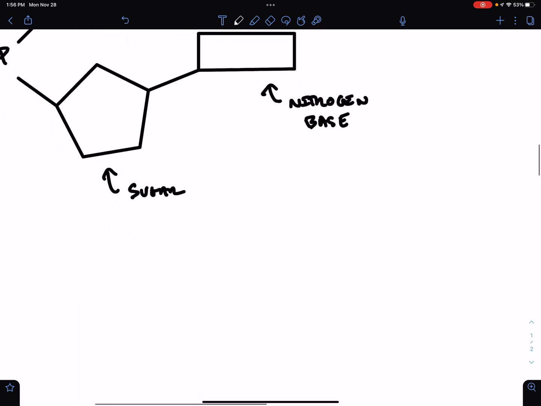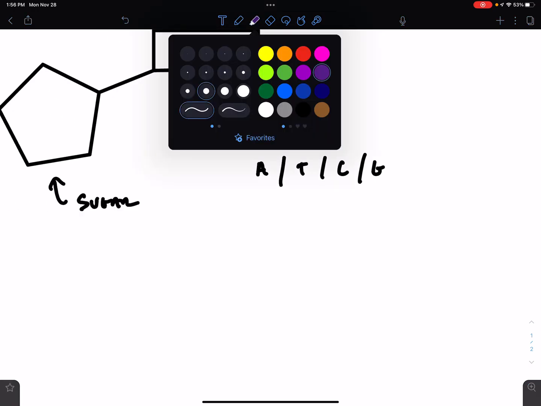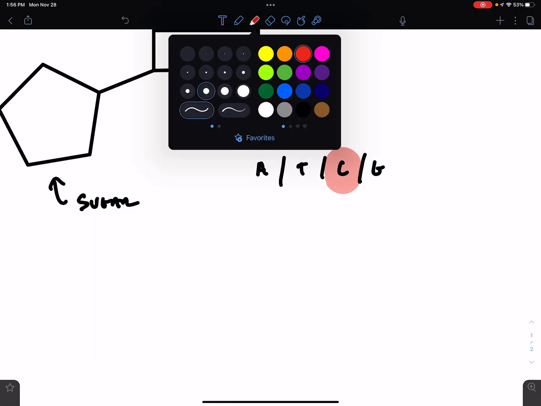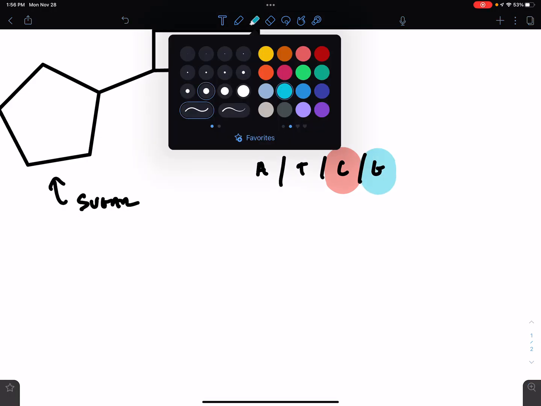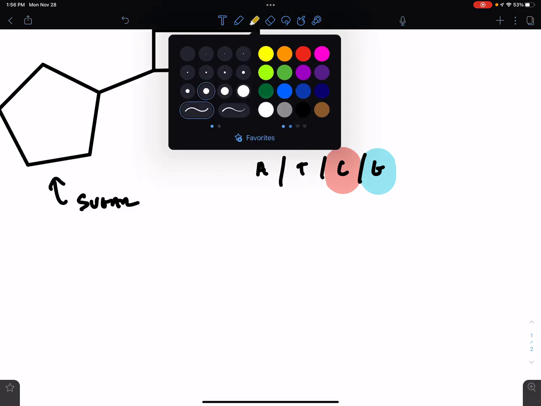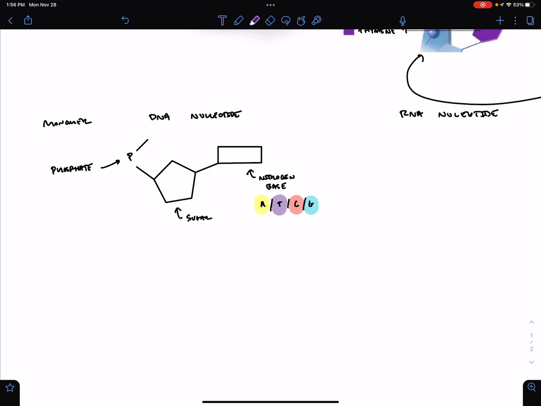The flavors of DNA, as we said before, come in A, T, C, and G. And just for continuity, I'm going to color code them like they were in the picture above. So C is in red, G is in teal, A is in yellow. Oh, I don't want that yellow. And thymine is purple. Okay, so these are our 4 different flavors of DNA.